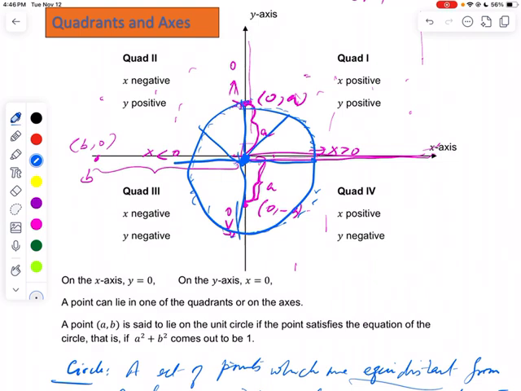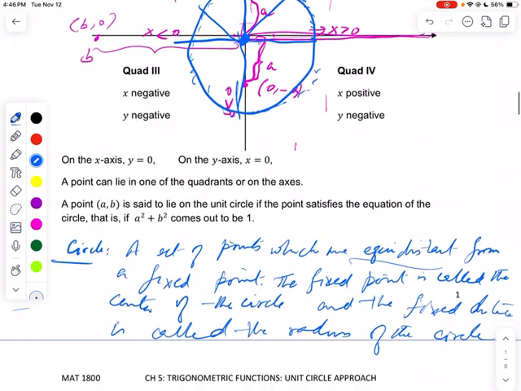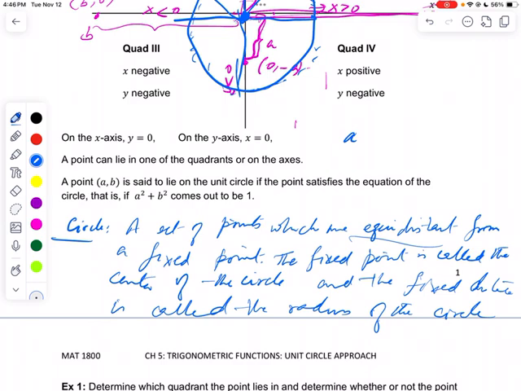So if we are given a point, how can we check whether it lies on the circle or not? Remember, a point will be on the circle if it satisfies the equation of the circle. So if you have a point (a, b) and you want to check whether it is on the circle or not, you plug it into the equation of the circle, x squared plus y squared is equal to 1. In place of x you write a, and y is b, so you get a squared plus b squared, and you then work on it.